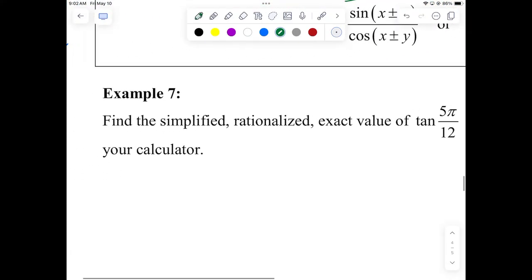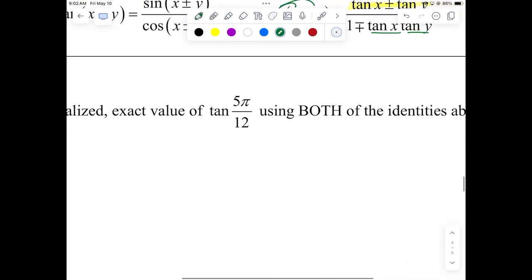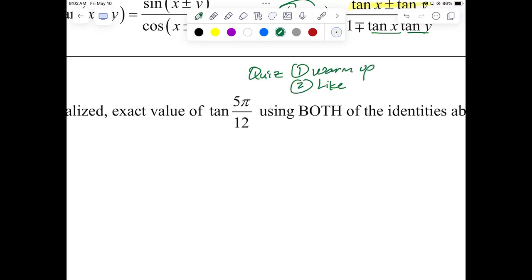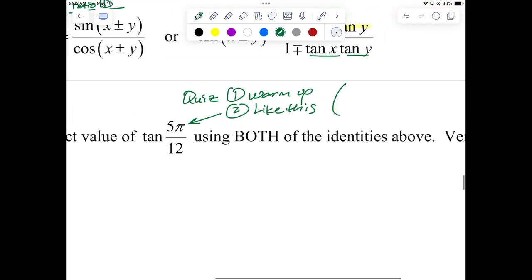Find the simplified rationalized exact value of tangent of 5 pi 12. Actually, instead of a proof, this is what you're going to have. Your quiz is going to be like 1 like the warm-up, and then 1 like this, where you're finding the exact value of something pi 12ths. Okay? No proof. That works better for y'all, I think.